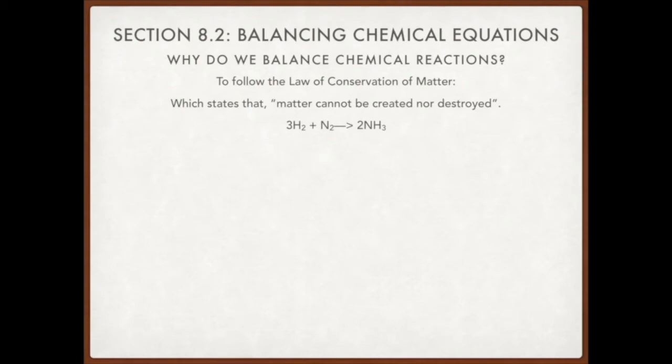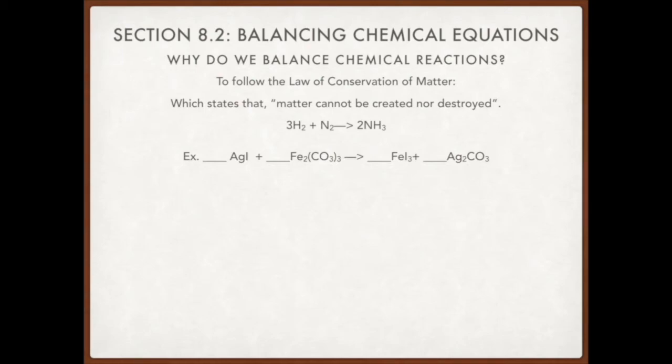So even though you're creating ammonia, NH3, if you look, the subscript 3 for hydrogen, but there's a coefficient of 2, which means you still have 6 hydrogens. There are 2 nitrogens on the reactant side, and there are also 2 nitrogens on the product side. So you're following the law of conservation of matter because you're not creating or destroying any atoms. You started with 6 hydrogens, you ended with 6 hydrogens. You started with 2 nitrogens, you end with 2 nitrogens. And we always have to make sure that we do this. So let's look at an example of balancing.